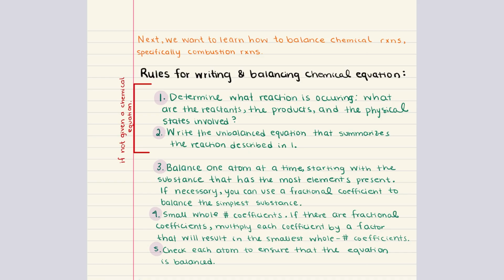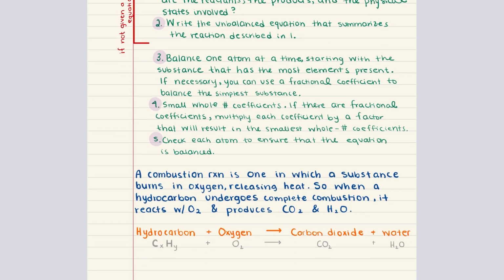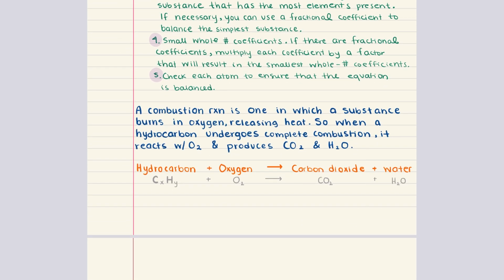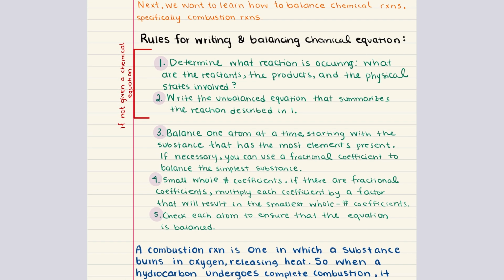We're going to learn today how to apply this to a combustion reaction, which involves substances burning in oxygen gas to release energy. And we're specifically interested in the combustion reaction of hydrocarbons. When a hydrocarbon, a compound made out of carbon and hydrogen, undergoes complete combustion, it reacts with oxygen to produce carbon dioxide and water. To balance an equation systematically, including combustion reactions, we follow these 5 steps.